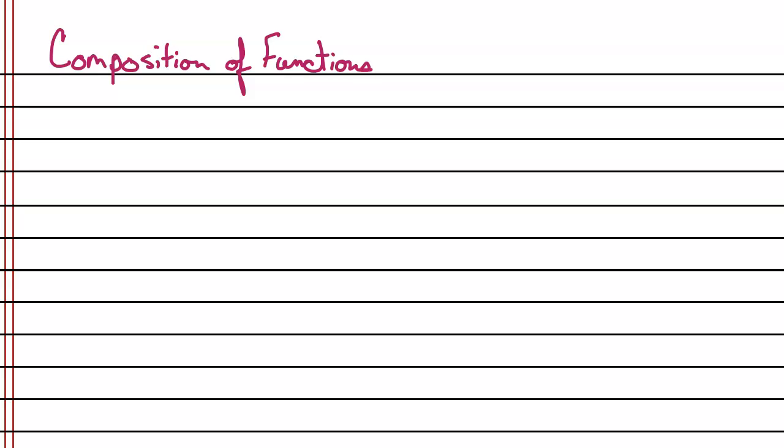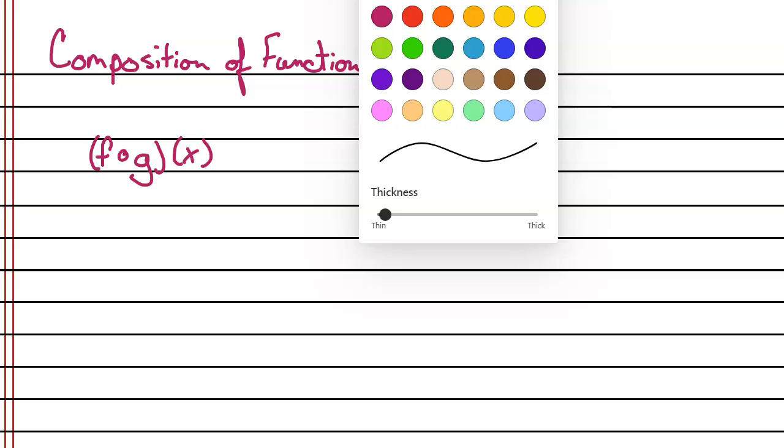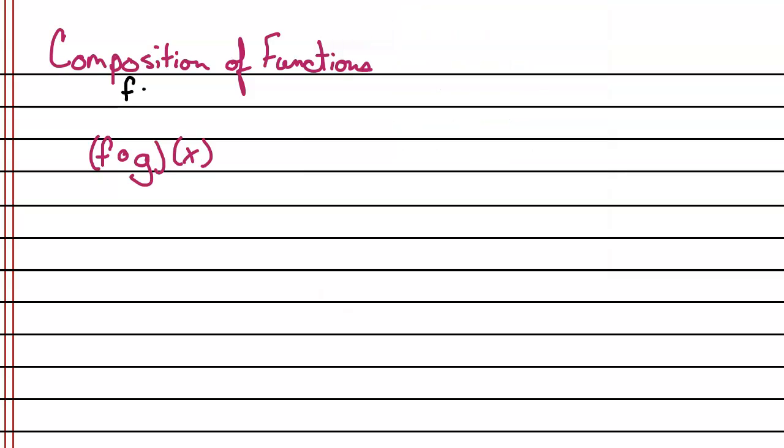Now we're going to look at the composition of functions. This is another type of function operation. Whenever we see something like f with an open circle g of x, in a previous video we saw something that looked like f with a closed circle g of x. If you see the closed circle, that means multiplication.